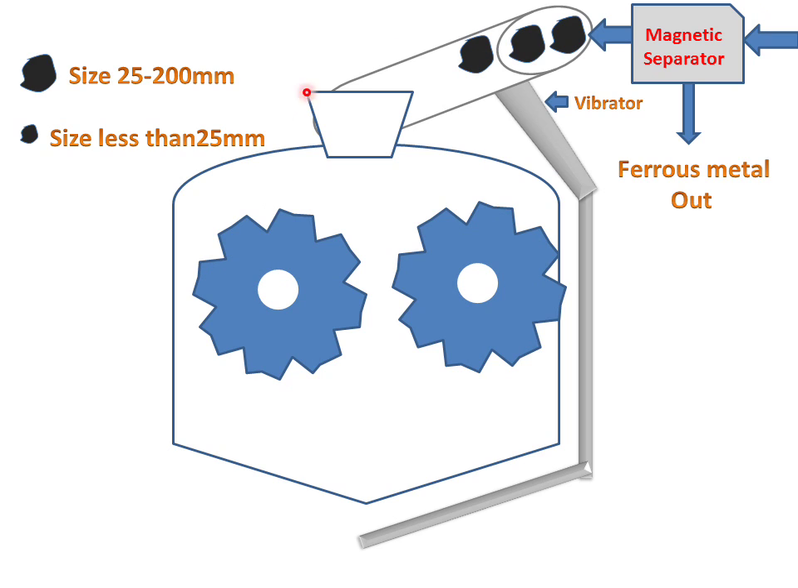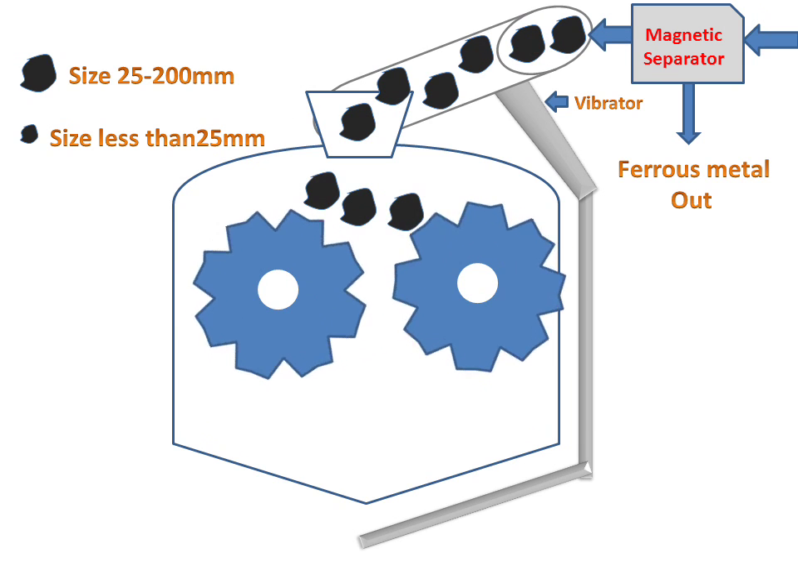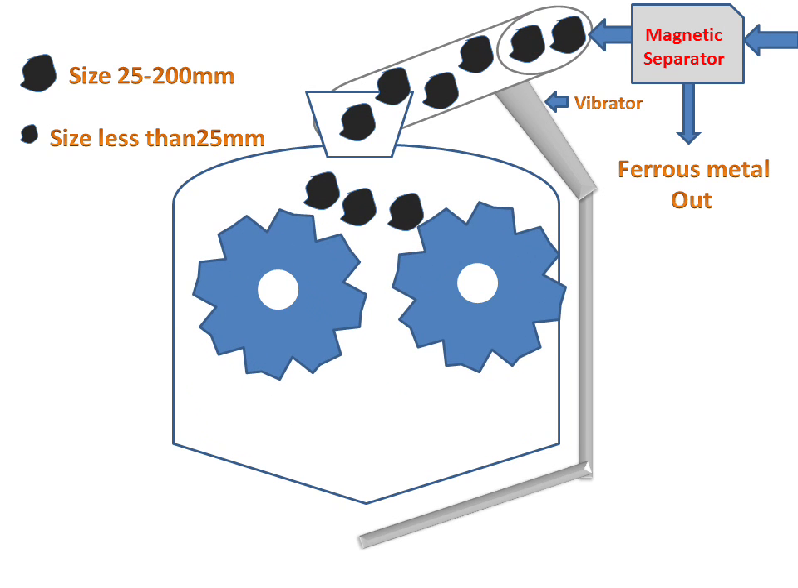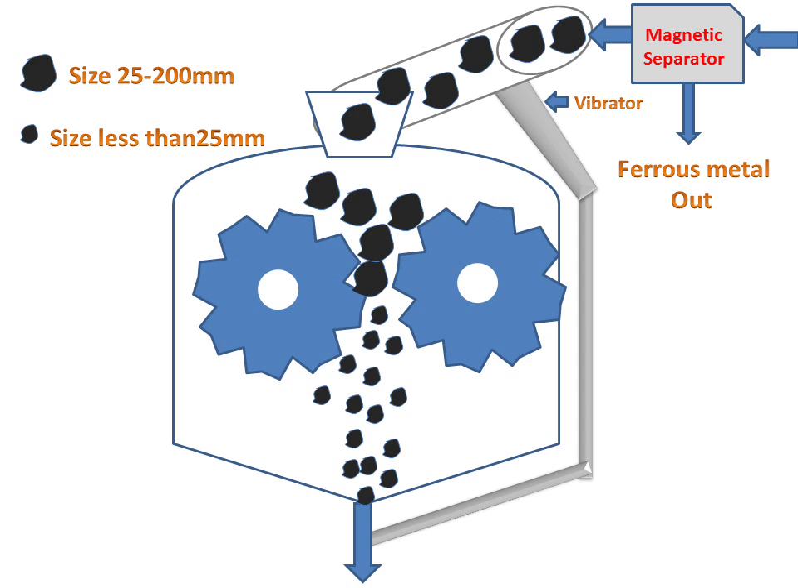Coal will come after the magnetic separator, and then these crushers will rotate and crush the coal, and our crushed coal will go directly to the chamber where we want to move it, or directly to the power plant. And the coal pieces separated by the vibrator will also go and meet this coal and go to the chamber where we want to send the coal.